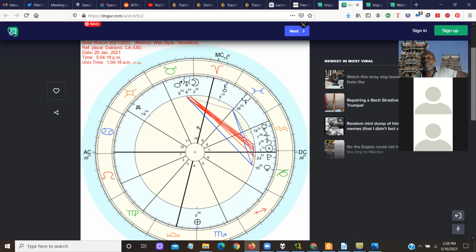Actually, we don't know what the perfected ruler of the year is yet, but we do know the distributor. The distributor is Mars. There he is in Taurus. And is he aspecting anything? He's squaring Saturn. How lovely.